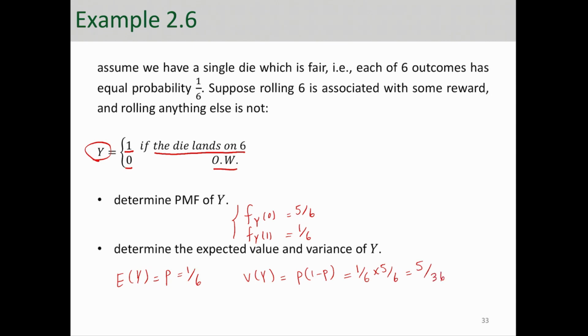But this Bernoulli random variable is really the foundation of binomial distribution and random variable, which we will talk about in the next video.